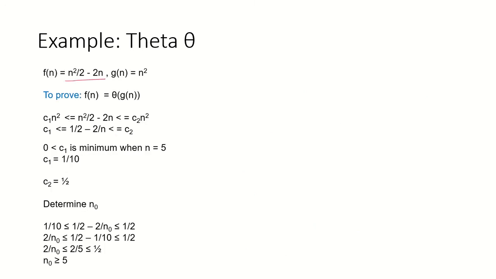This is another function f(n), which is n squared by 2 minus 2n, and g(n) is n squared. We have to prove that f(n) is theta of g(n). Using the inequality, c1 n squared has to be less than or equal to f(n), which has to be less than or equal to c2 n squared, where g(n) is n squared. Dividing all sides by n squared, we get this. So first we will compute this part. c1 has to be less than or equal to 1/2 minus 2/n.